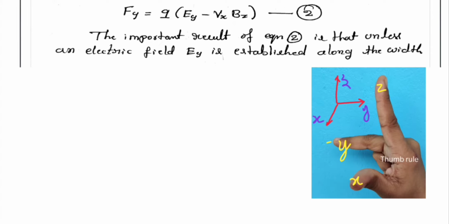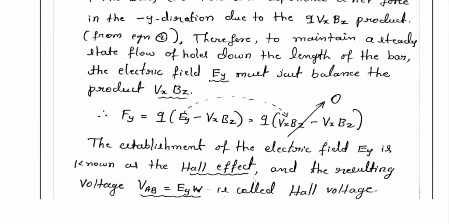So I told you the force due to the magnetic field will be in the minus y direction. So in order to have a constant flow of holes, steady state flow of holes, the electric field force due to electric field Ey should balance with that of the magnetic field. So the net force should be 0. Then the electron will come back to its original place and flow through the semiconductor bar.